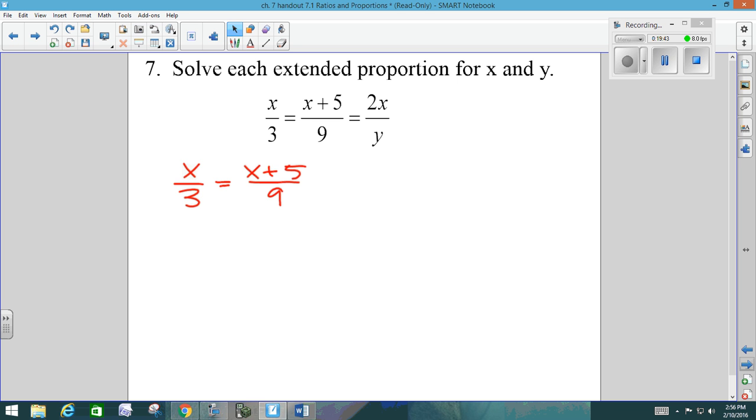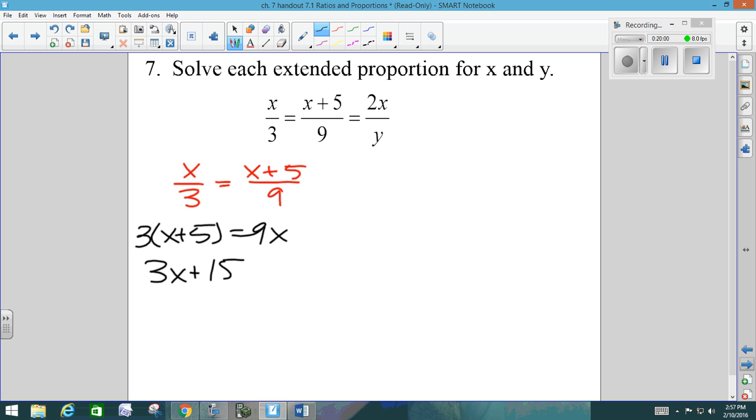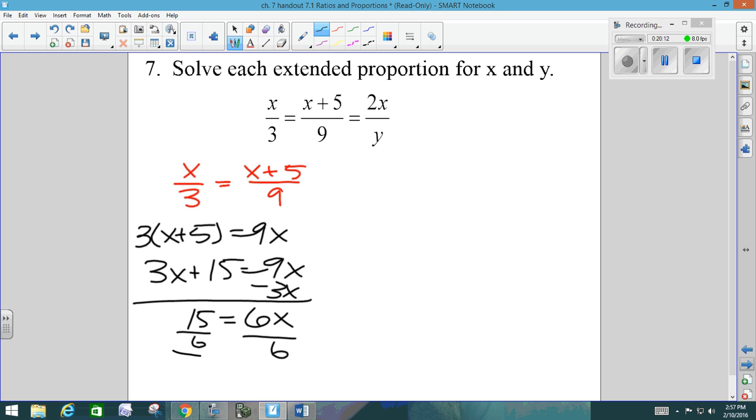Good, because there's an x and a y. And then we have an x and a y in one equation, so pick one that has the same variable in both of them. Did you get down to 15 equals 6x? Yeah? 3 goes into both of those, so that would be 5 over 2.